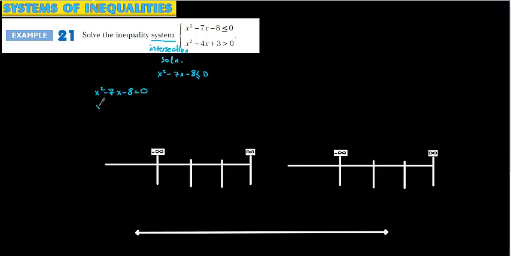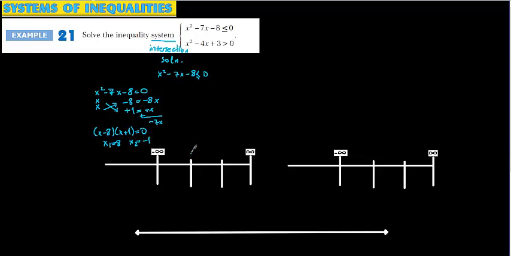X squared is x times x, and minus 8 and plus 1, then minus 8x and plus x, the result is going to be equal to minus 7x. So when you get the middle term minus 7x, it means that your factorization is true. So the factors are x minus 8 times x plus 1, equal to 0. x1 is equal to 8 and x2 is equal to minus 1.